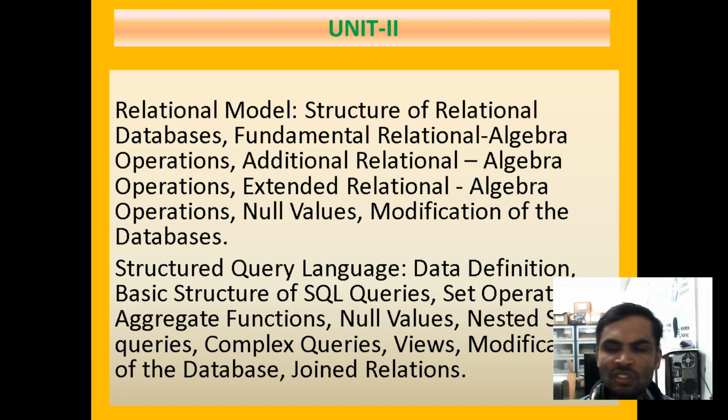Under the aggregation functions, we have 6 functions, such as max, min, and average. Then null values: how we assign values for null values in the tables, if you want to assign a value to a null value in a record. Next we go to nested queries.